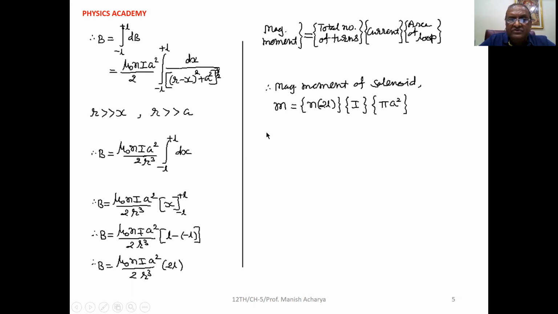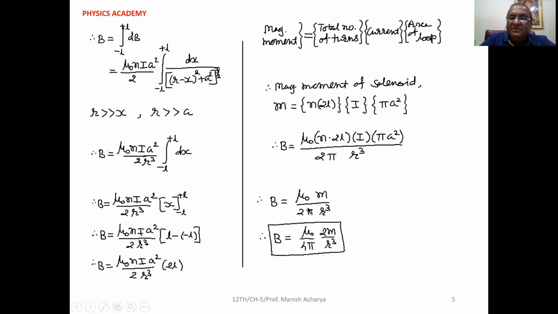Now we want to introduce this m in this equation. So see, n, 2L, I are there. So to get the area pi a square, here multiply and divide this equation by pi. So B equals mu 0, n into 2L, with this n and 2L taken together in this bracket. Then current I. Then multiply a square by pi, so pi a square. So here divide by pi also, so 2 pi r cube. Now see, n into 2L into I into pi a square, that you can represent as the magnetic moment of the solenoid.